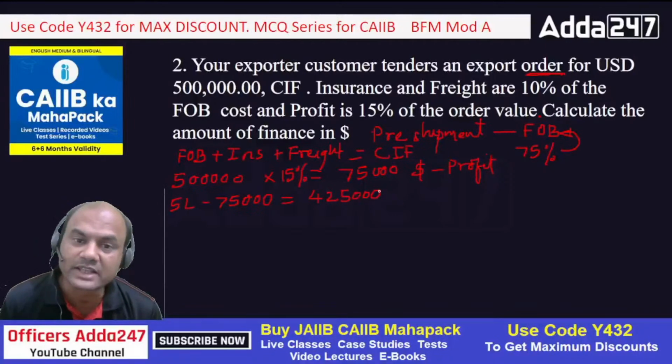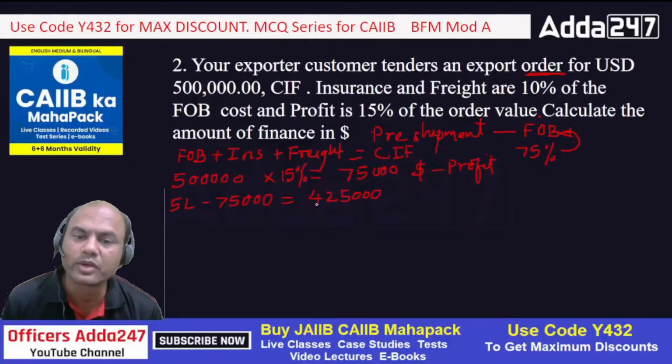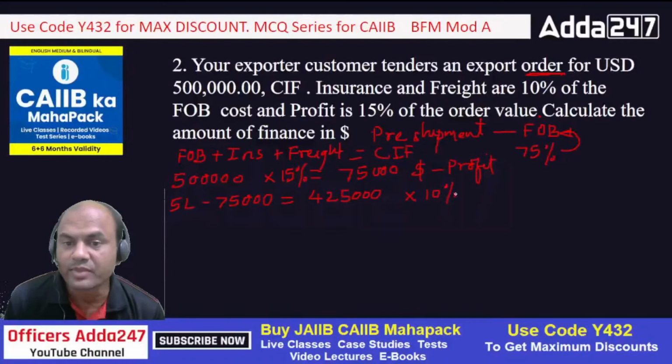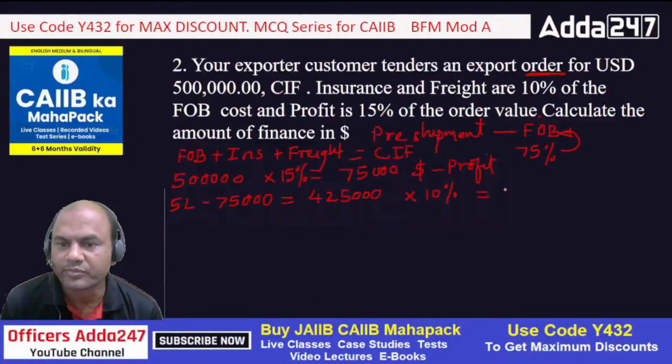Now I'll have to reduce this CIF also, insurance and freight. That is given as 10%. So what will I do? Again take 10% of this. Okay. So it comes down to what? Reduce 10%, so it is 42,500.